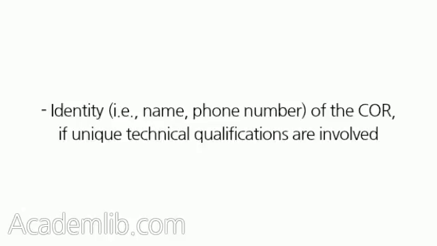Delivery and shipment requirements. Date by which the government needs the item or service. Address to which items should be delivered. Contract administration information. Any special requirements. Identity, that is, name, phone number, of the Corps, if unique technical qualifications are involved.